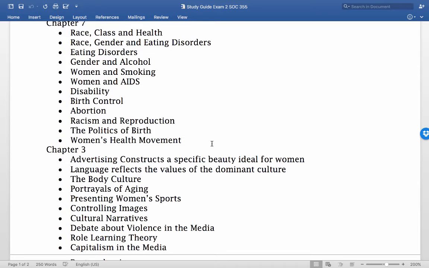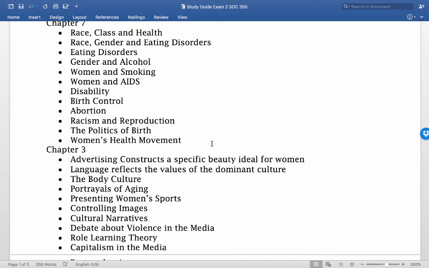When it comes to race and eating disorders, most of the research that looked at eating disorders has really only focused on white, upper to middle class women, and only recently have they started kind of expanding that. When it comes to eating disorders, they're really just often a consequence of our cultural obsession with weight and thinness.